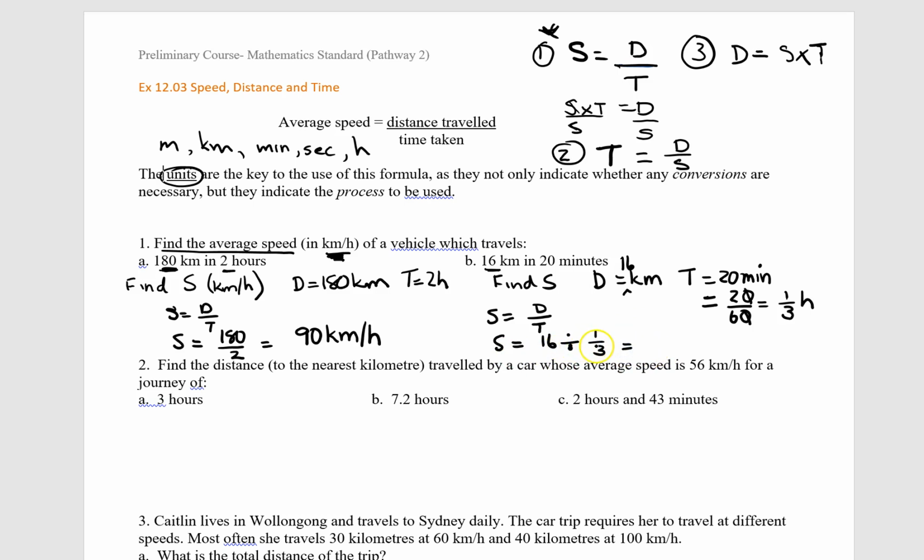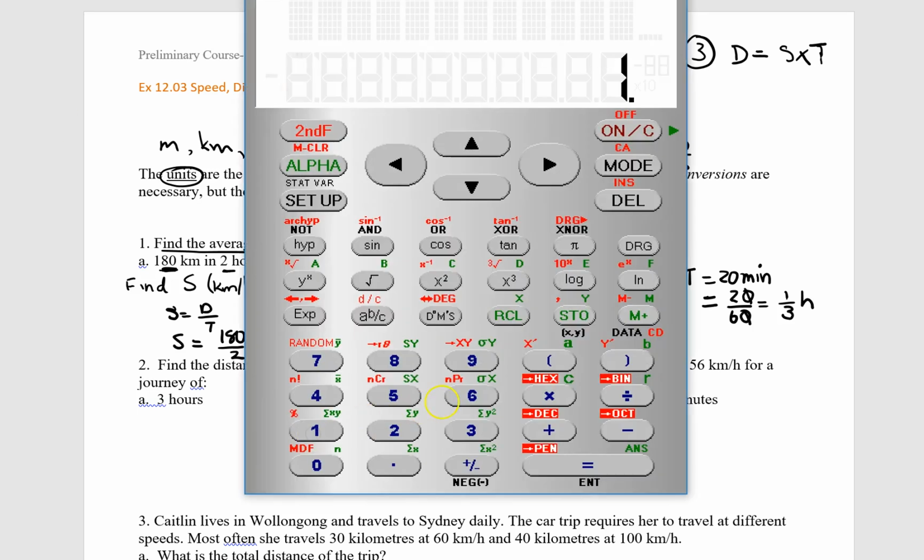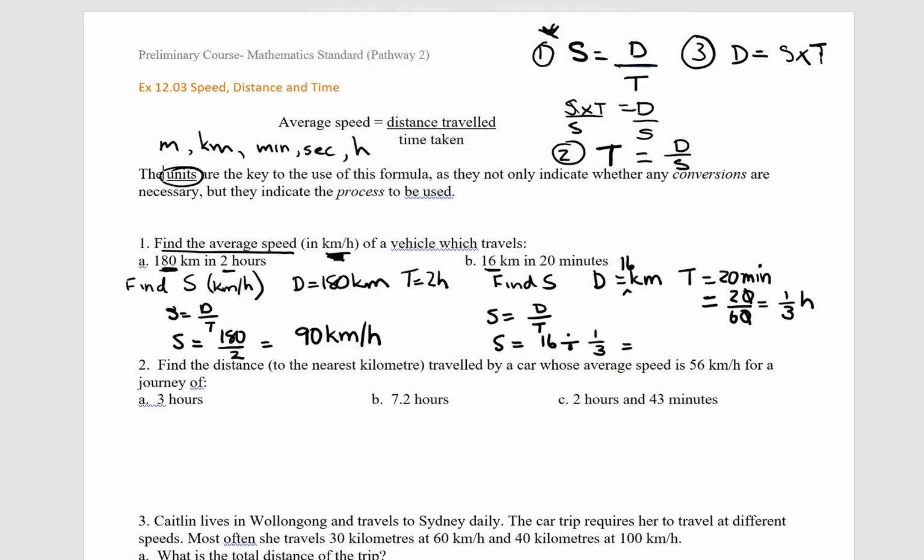Now, if you do that calculation, 16 divided by 1/3, let me get the calculator. 16 divided by 1, fraction button 3, equals 48. So the speed is 48. Yes, they were kilometres, and yes, I converted my time to hours, so it's kilometres per hour. I'm going to stop the video there before it gets too long and do the rest of the examples in another video.